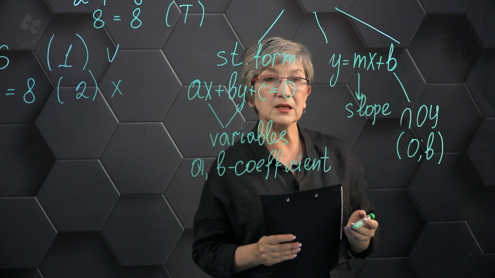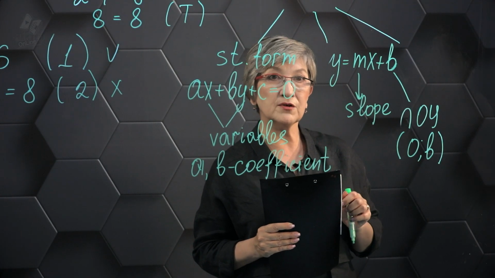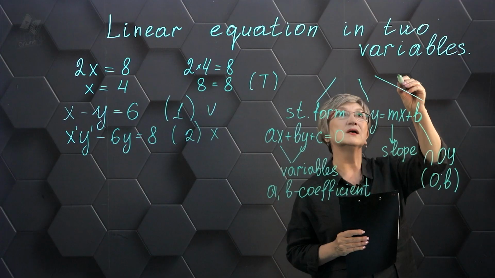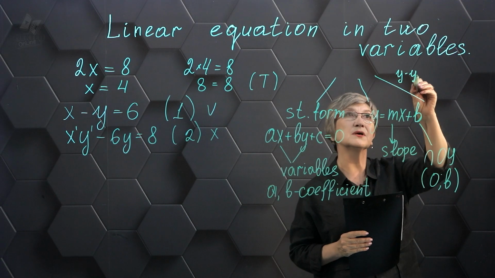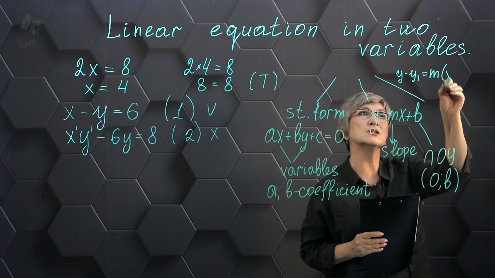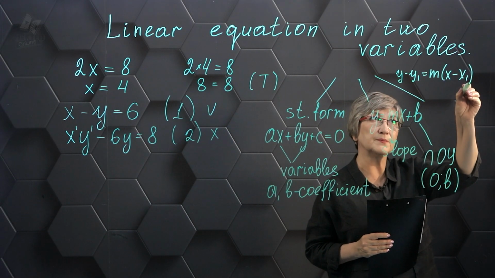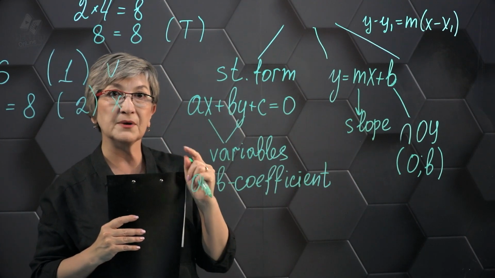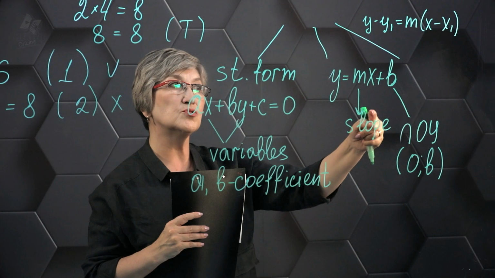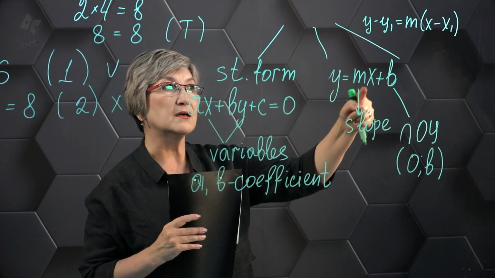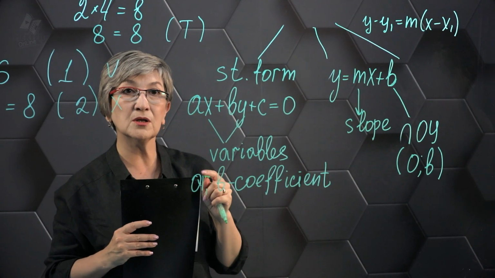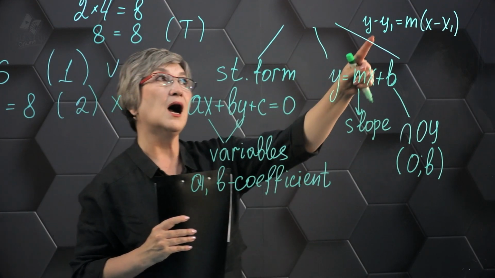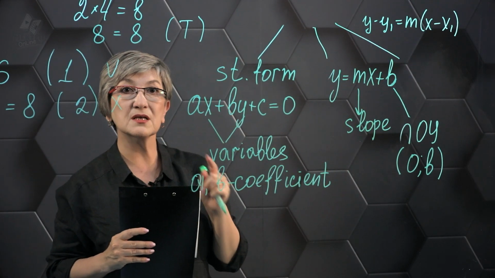There is another form of a linear equation with two variables. This form looks as follows: y minus y1 equals m times x minus x1. Two types of standard form and the definition of the intersection point with the y-axis and the slope coefficient we will use at the stage of studying mathematics, and we will use the third type when studying algebra in high school.